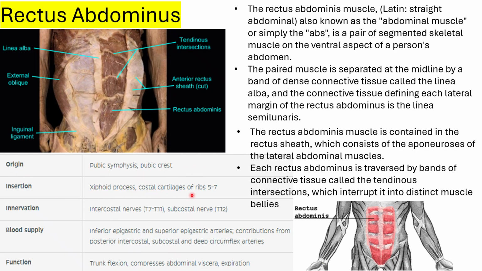Origin is pubic symphysis and pubic crest. Insertion is xiphoid process and costal cartilages of ribs 5 to 7. Innervation is intercostal nerves T7 to T11, then we have subcostal nerve T12. Blood supply is inferior epigastric and superior epigastric arteries, with contribution from posterior intercostal, subcostal, and deep circumflex arteries. The function is trunk flexion, compressing abdominal viscera, and expiration.